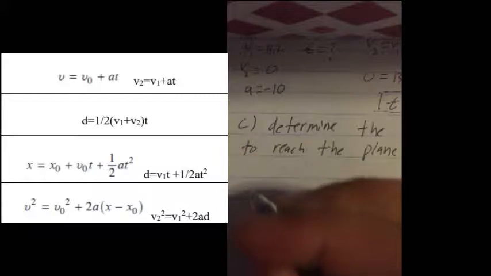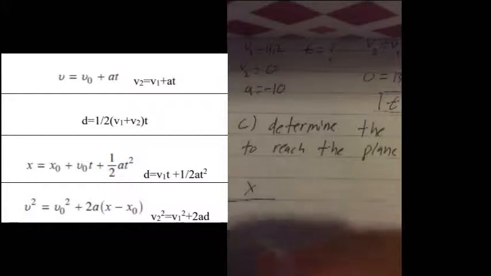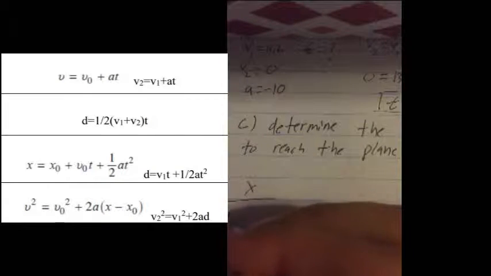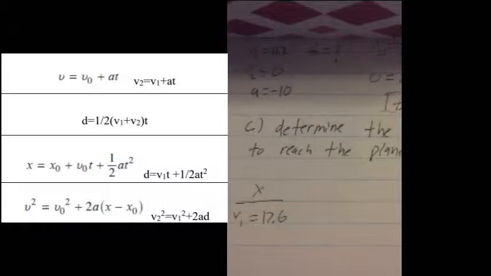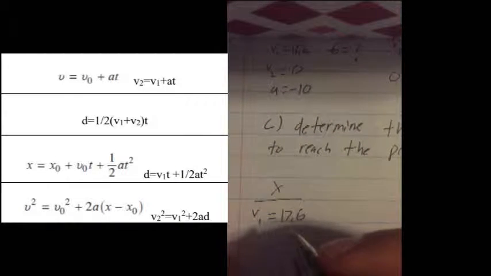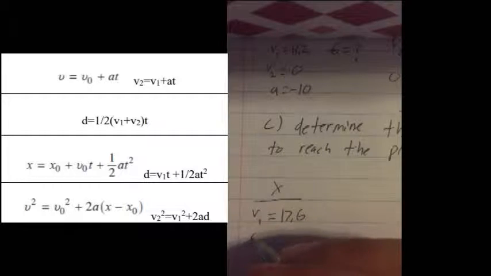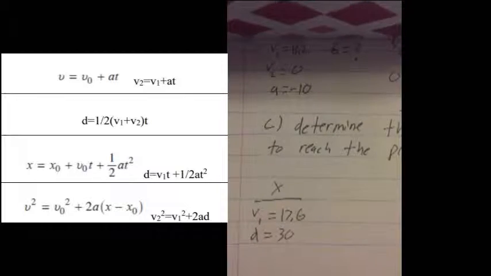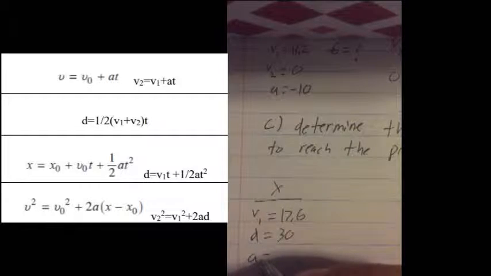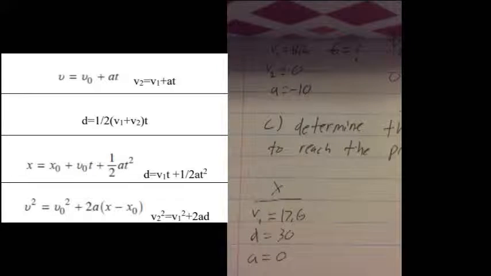So we know that in the x direction, our initial velocity, or v1, is equal to 17.6, like we solved in part A. We know that the distance is equal to 30 meters. The fence is 30 meters away. And we know that the acceleration is 0 in the x direction in almost every kinematic, unless it tells you otherwise. And we do not know the time.